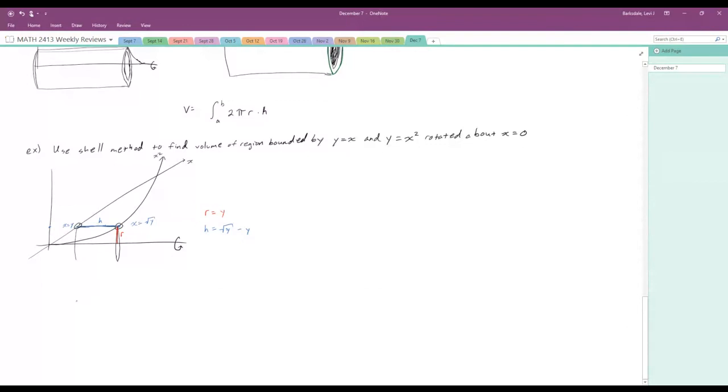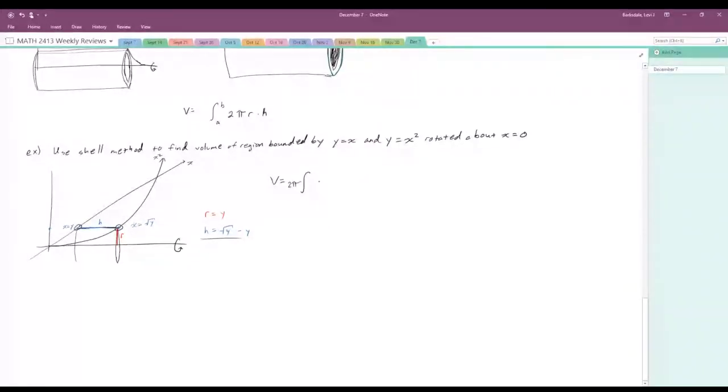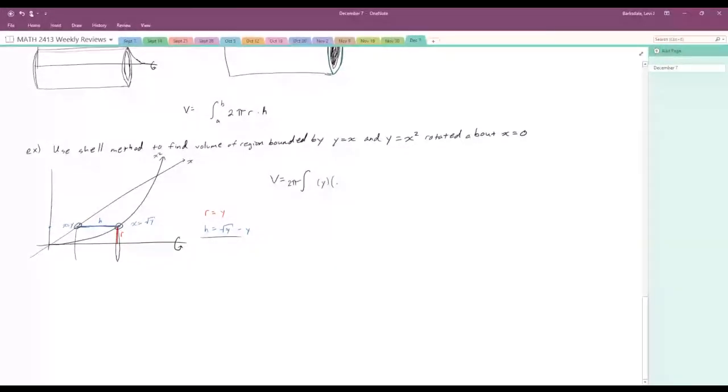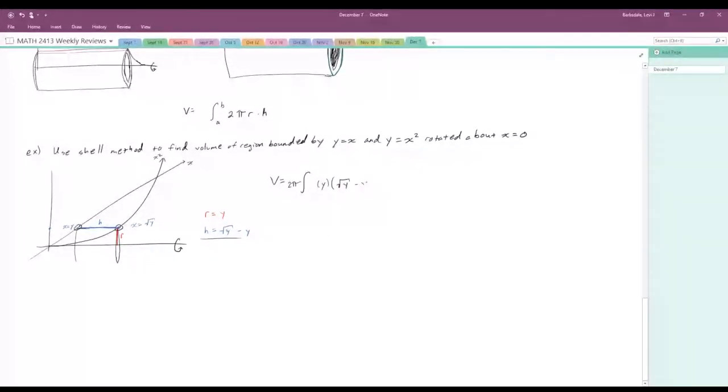Okay, that was the part that I was confused about when you said 2x, but now I understand. Yeah. Okay, so here's our height. And now we have our radius and our height, so we can go ahead and set up our integral. I'm going to move my 2 pi up front. Our r is y, and our h is root y minus y.